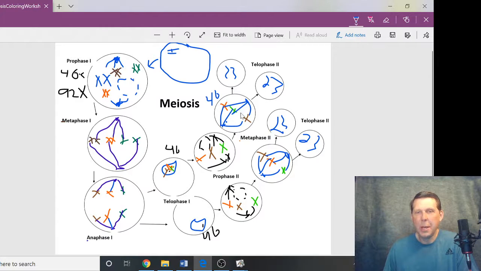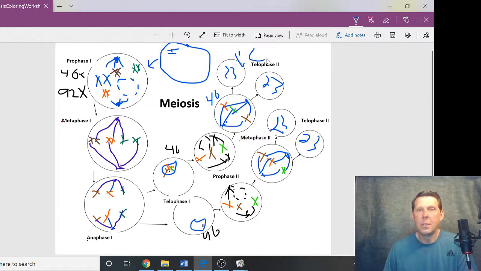Each of these split. So this splits into two. This 23 goes here, this 23 goes here. This 23 goes here, and that 23 goes there. So you end up with 4 cells that each have 23 chromosomes. Now, these are sort of useless on their own. So they have to get matched up with a 23 chromosome gamete from the opposite sex.